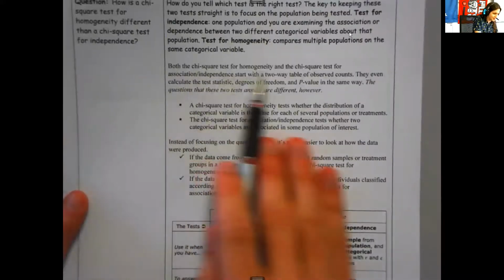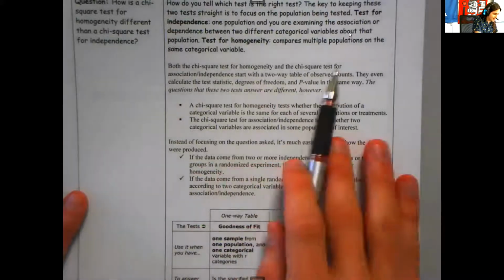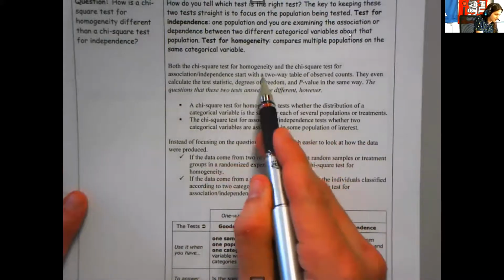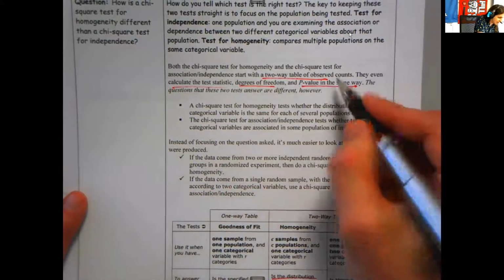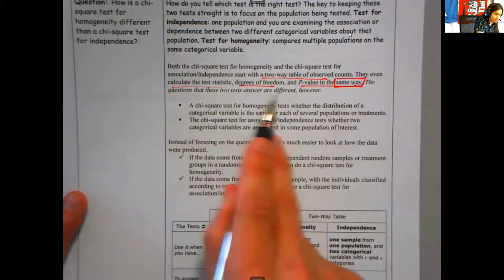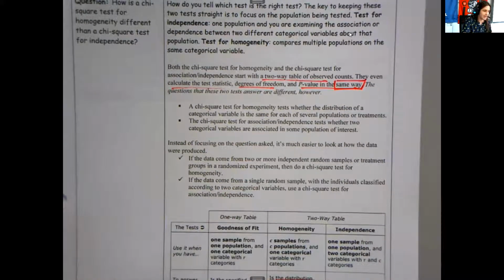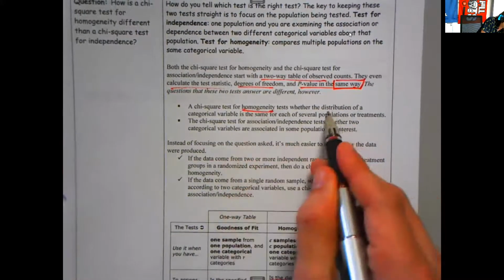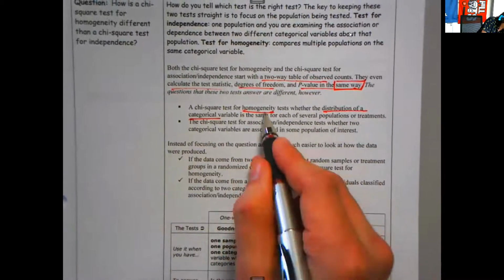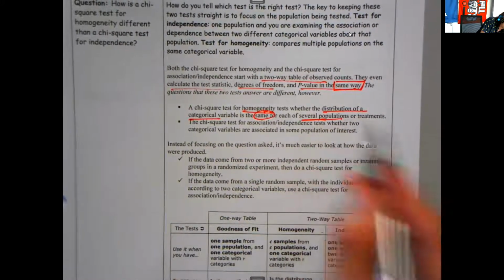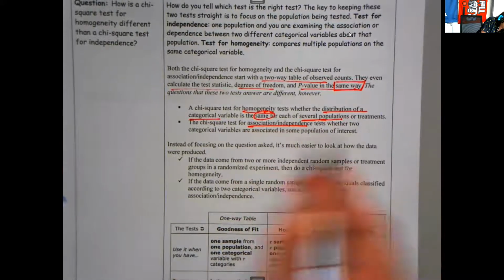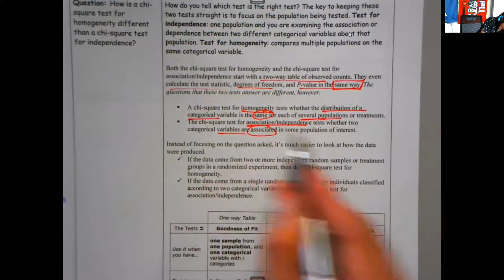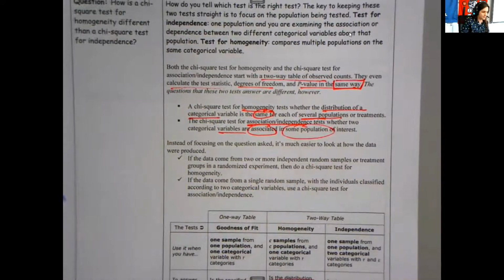Both the chi-square test for homogeneity and the chi-square test for independence start with a two-way table of observed counts. They calculate the statistic, the degrees of freedom, and the p-value in the same way. The question that these two tests answer is different. The chi-square test for homogeneity tests whether a distribution of a categorical variable is the same for several populations. The chi-square test for independence tests whether two variables are associated in some population. So those are the differences there.